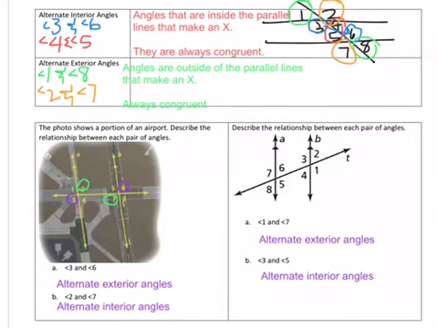All right, guys, as you can see, we have our alternate interior and exterior angles labeled correctly. Just make sure that if they're an interior angle, the angles are inside of the two parallel lines.